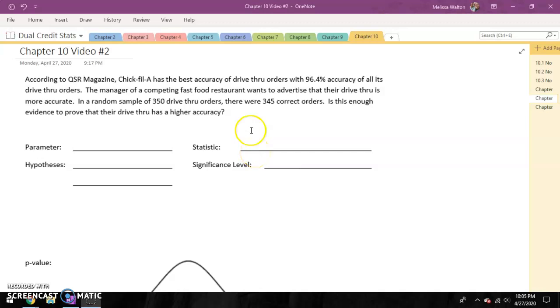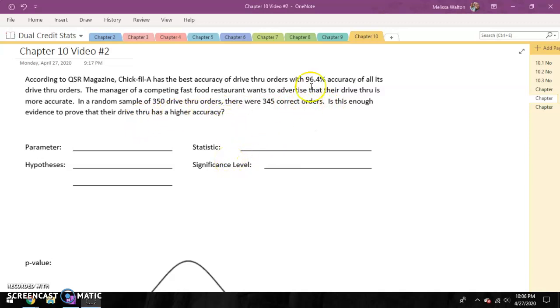All right, so according to QSR magazine, Chick-fil-A has the best accuracy of drive-through orders with 96.4% accuracy of all of its drive-through orders. That's not shocking. Chick-fil-A is amazing. All right, the manager of a competing fast food restaurant wants to advertise that their drive-through is more accurate. In a random sample of 350 drive-through orders at this restaurant, there were 345 correct orders. Is this enough evidence to prove that their drive-through has a higher accuracy?